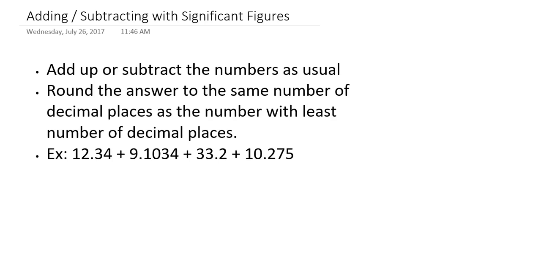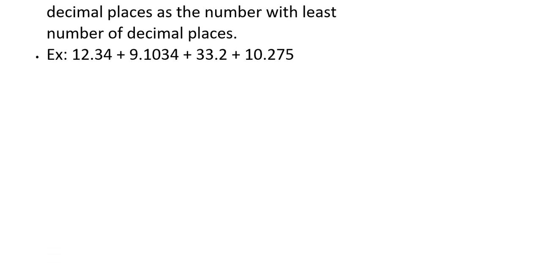So, for example, if we were to add or subtract numbers together with significant figures in mind, then basically what we would do is we would carry out the math as normal, and then we're going to round the answer to the same number of decimal places as the number with the least number of decimal places that we've added together. So, for example, suppose I wanted to add these four numbers together right here.